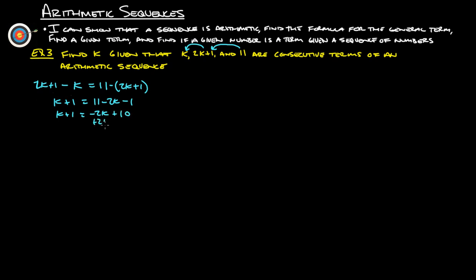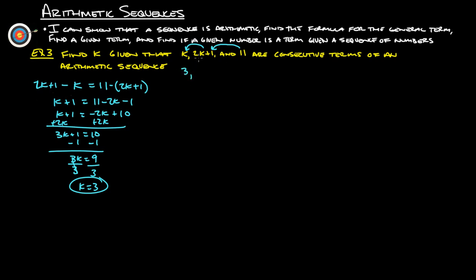So I'm going to add 2k to both sides, right? And that gives us 3k plus 1 equals 10. Subtract 1 from both sides, and we get 3k equals 9. We divide not by 9, but by 3. Divide both sides by 3, and we get that k equals 3. So this k here should be 3. So let's check to see if it works.